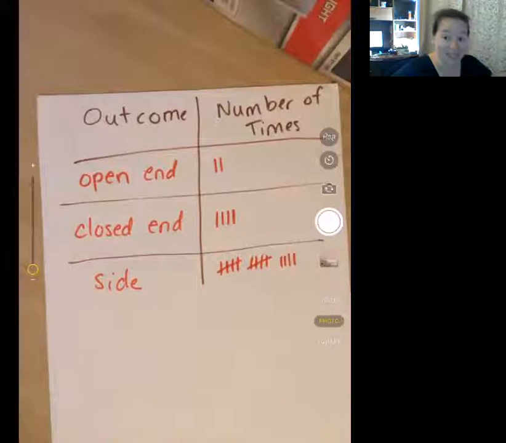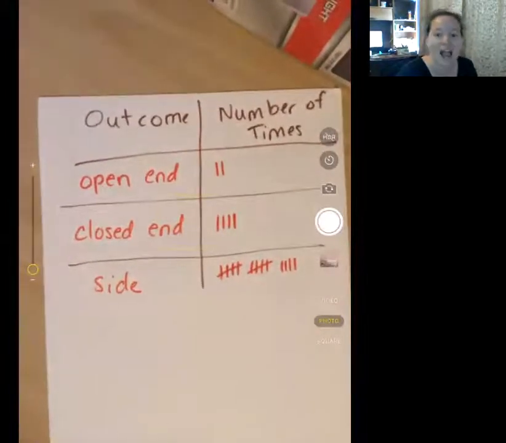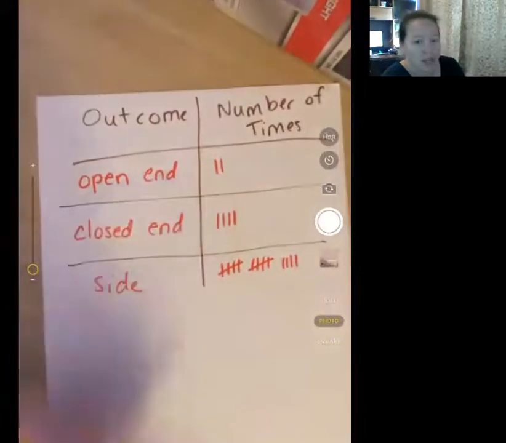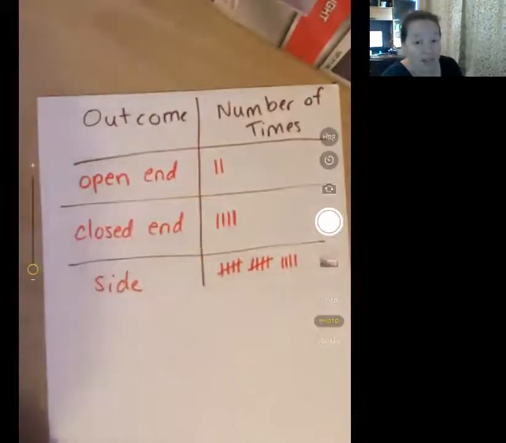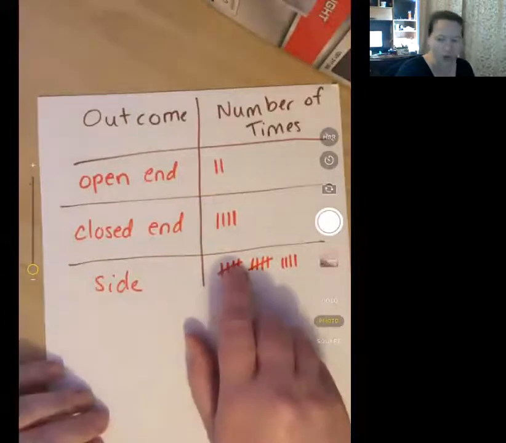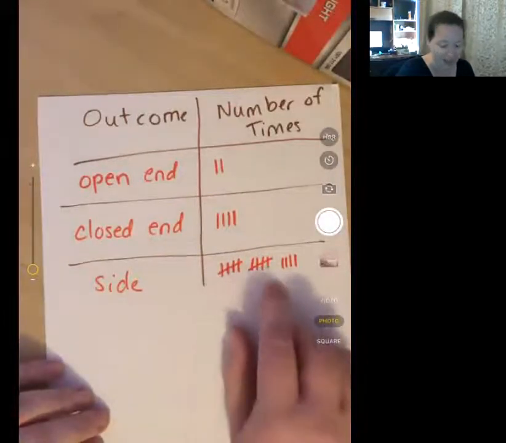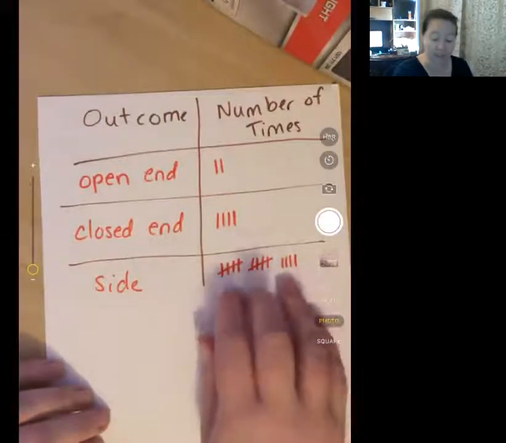So we ended up with this as our tallies for how many times it ended up. I have 2 that ended on the open end, and 4 that ended up on the closed end. These are sets of 5. That line that goes across is number 5. So that's 5, 10, 11, 12, 13, 14. So I have 14 there.